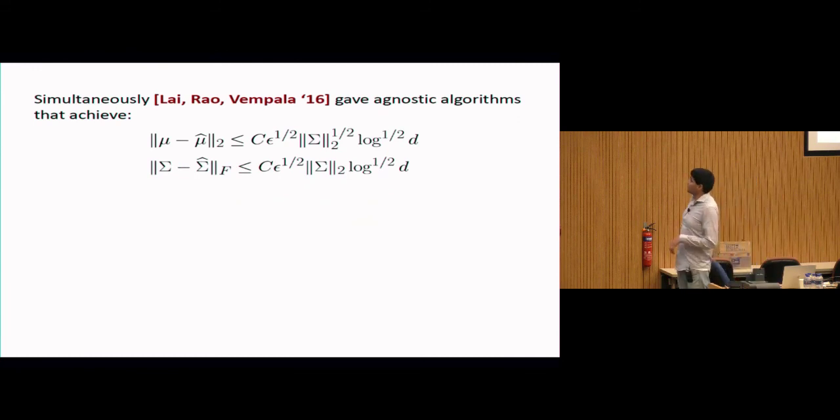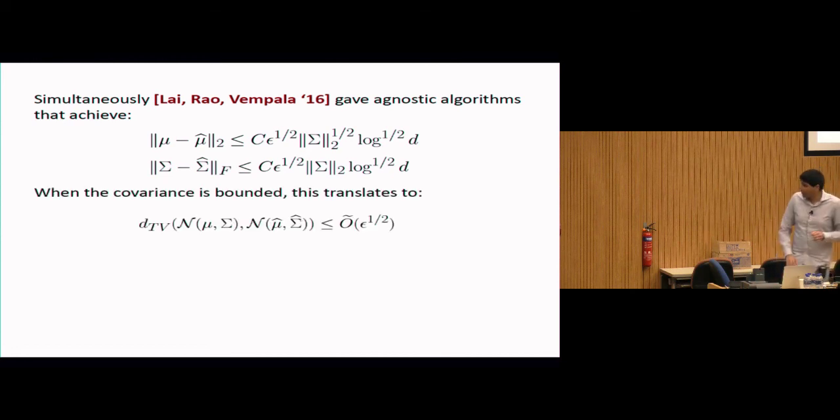And at the same time, there was this really nice work of Lai, Rao, and Vempala that studied roughly the same question. So if you translate their results to our setting, what they imply is that you're going to get close to the true mean in Euclidean distance within, let's say, root epsilon times some polylog d factors. And then you're going to be close in Frobenius norm within about a root epsilon factor. So remember that using these types of guarantees which are not affine invariant is a little bit more tricky. But if you translate them to the total variation setting, if you have bounded covariances, what they really translate to is that they're getting about root epsilon close within total variation distance.